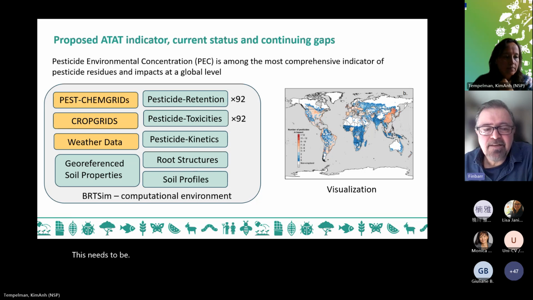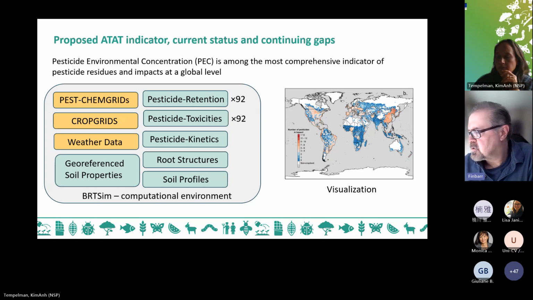And also, all of this works in what's called the BRT sim computational environment. So it has a technical need. It's not that easy to operate. This is quite complicated. People can be trained to it, but it's not immediately available to most people. And thirdly, as I said, it's based on a lot of assumptions.